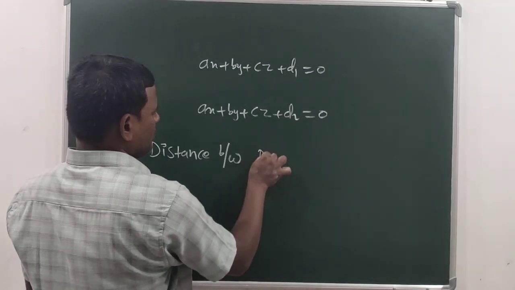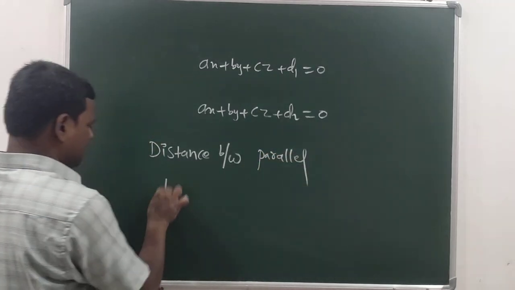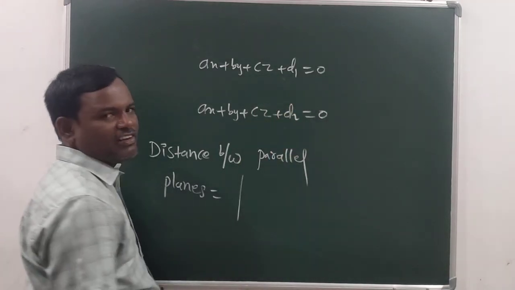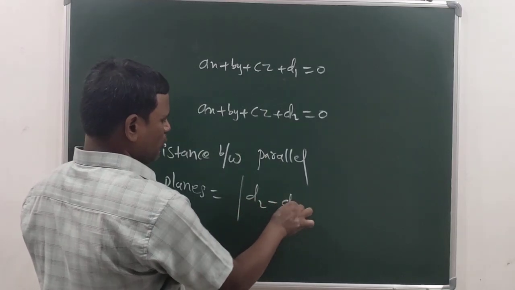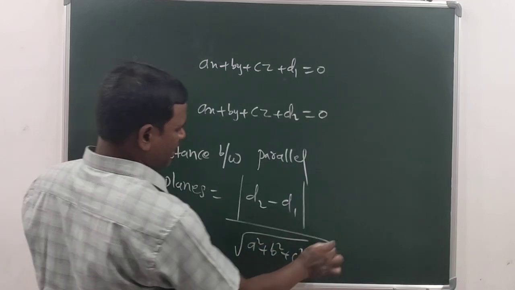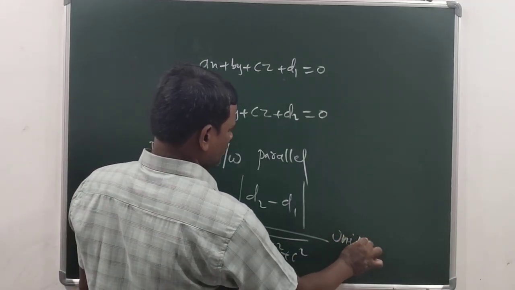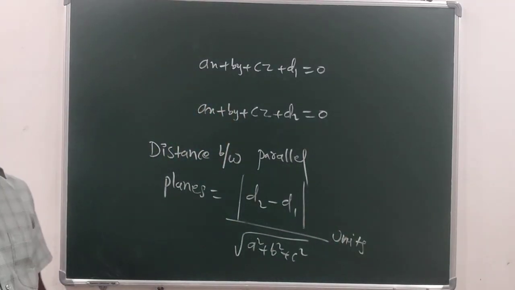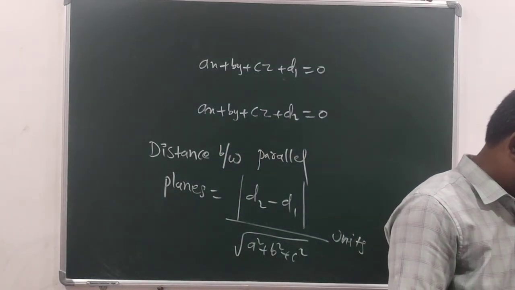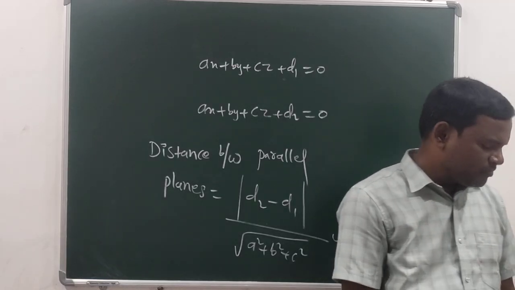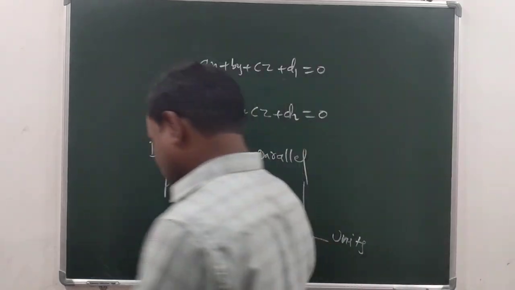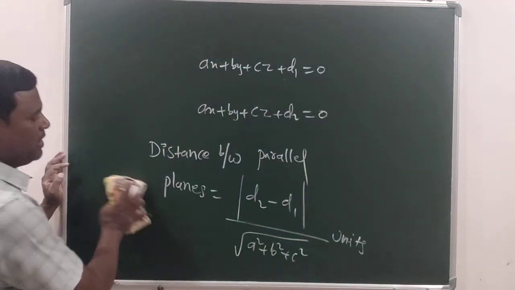Distance between parallel planes is equal to mod of d2 minus d1 or d1 minus d2, that is, mod of d2 minus d1 whole by root a square plus b square plus c square units. Okay students, apply this formula so that you will get the distance between the parallel planes. I hope you have understood this, and still 3 or 4 points are left. I will explain those points.